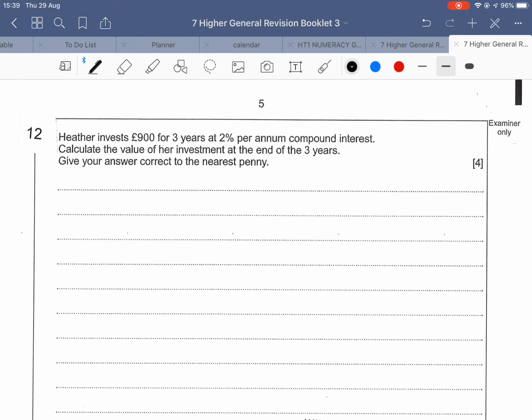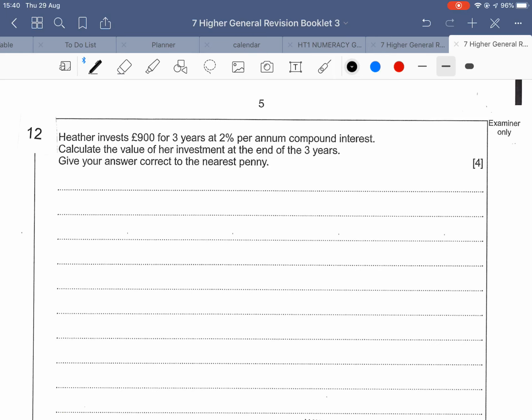Okay, question 12. Heather invests £900 for 3 years at 2% per annum compound interest. Calculate the value of the investment at the end of 3 years. Give your answer correct to the nearest penny. Compound interest, same rules for almost all compound interest questions. They recently like to do double compound interest, where it's invested this much at this percentage for so many years, then this much and this percentage for so many years. They've liked to do that in recent years, but this is a bog standard one.